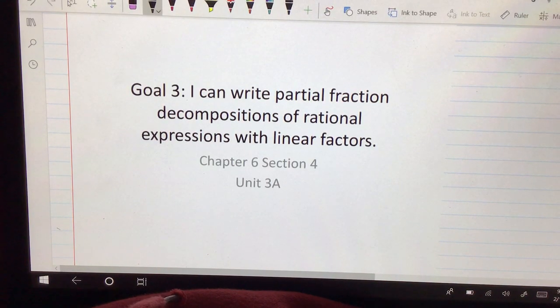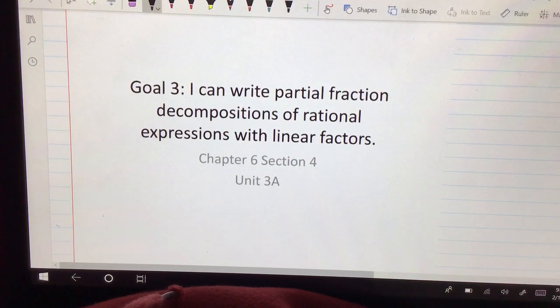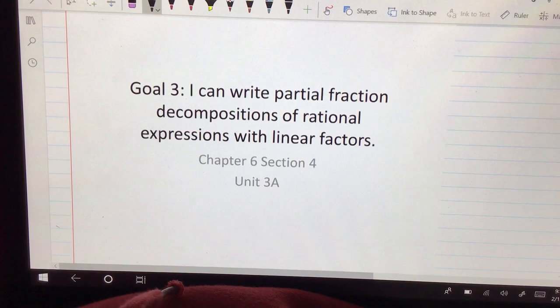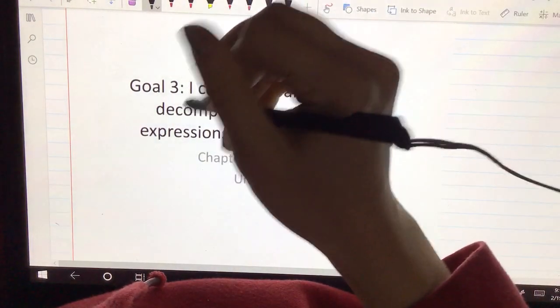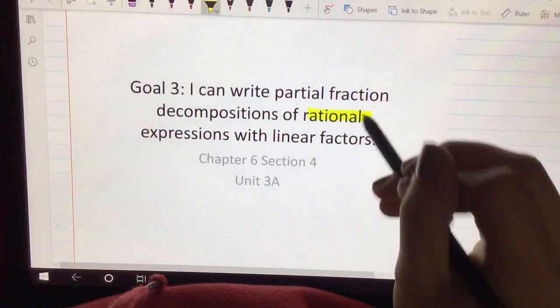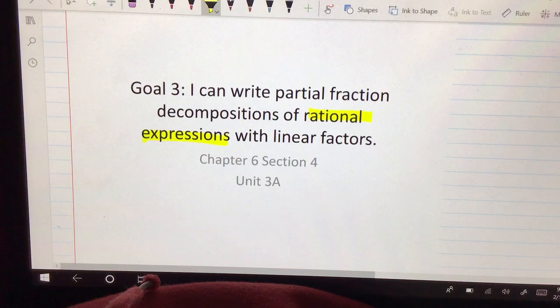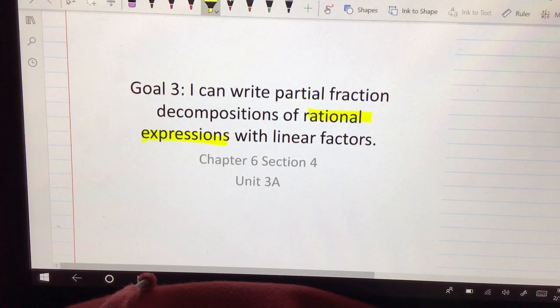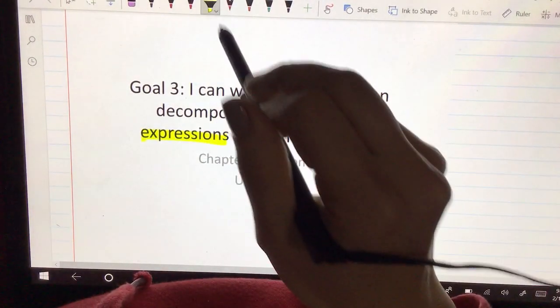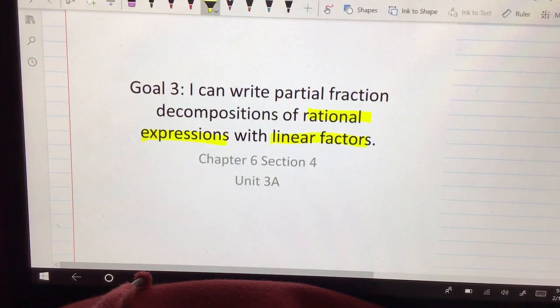Hi guys, today we're going to learn about goal 3, writing partial fraction decompositions of rational expressions with linear factors. So remember, rational expressions, this means that it's a fraction. And basically what we're going to do is break it down into two or more fractions to make it more simple, and our new fractions are going to have linear denominators.